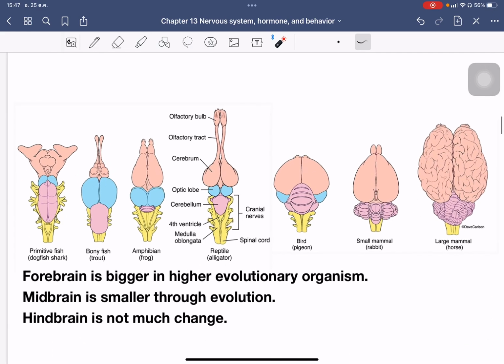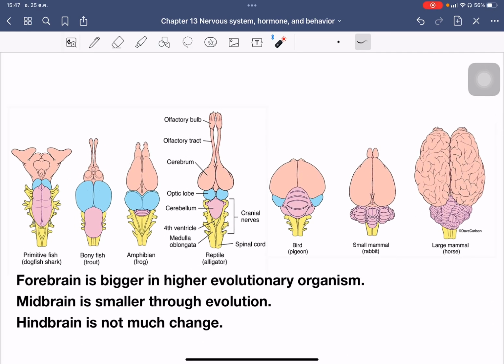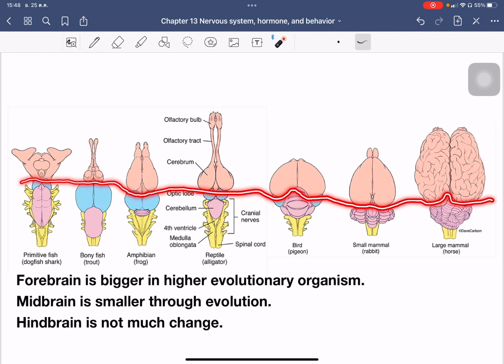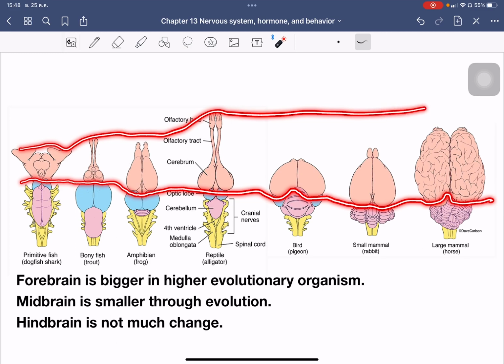The evolution of the different parts of the brain is represented in this diagram. This represents the dogfish shark, which is a kind of shark, the bony fish such as a trout, the amphibian such as a frog, and the reptile, for example alligators. And we have the bird like this, the small mammal like a rabbit, and even the large mammal like the horse. Okay, in this arrangement you can see that the size of the forebrain becomes bigger and bigger by the evolutionary levels.